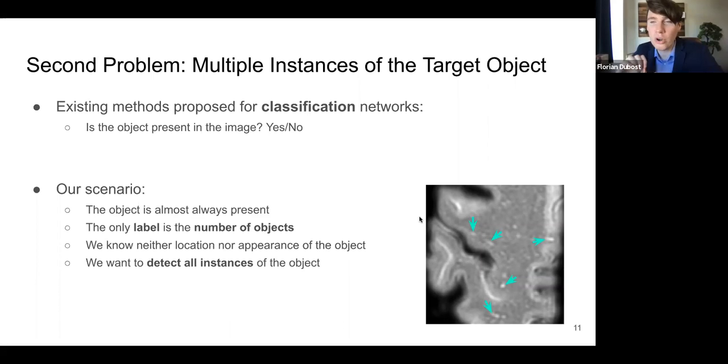Most of the time, almost always, we can see some perivascular spaces in the image. So the question is not, is there perivascular spaces? Yes, no. The only label we have is the number of objects, so the number of enlarged perivascular spaces. We don't know what they look like, and we want to detect all instances of perivascular spaces. That's the most important. You saw in the example I gave above, there are some that were missed. That's not what we want. We don't really care if it's there or not. What we want to do is quantify them and detect them, find all of them.